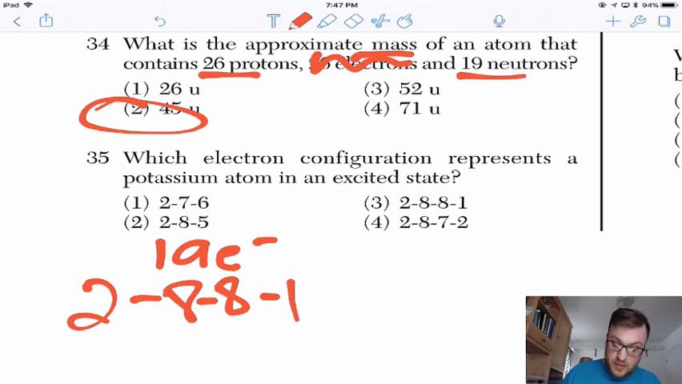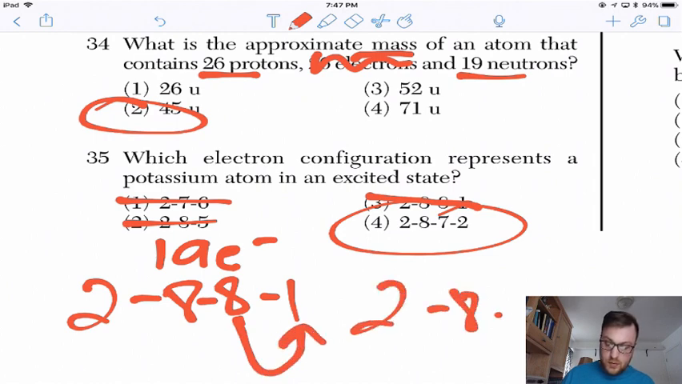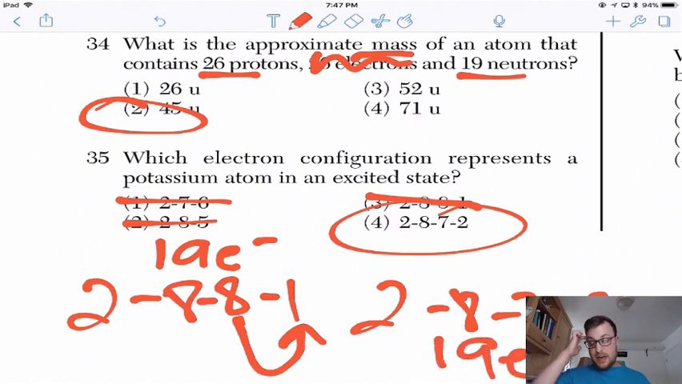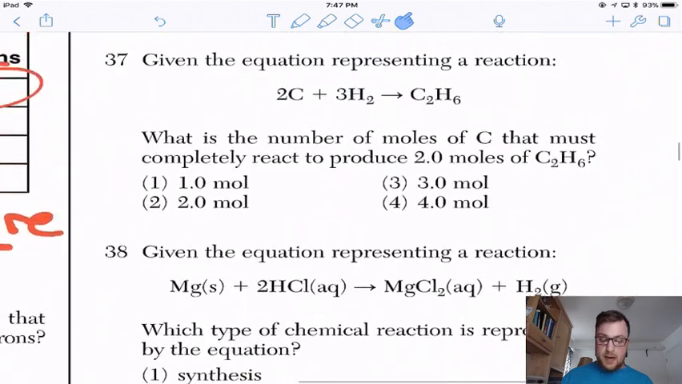2 plus 7 plus 6, that's 9 plus 6, that's 15. 2 plus 8 plus 5, that's 10 plus 5, that's also 15. 2-8-8-1 was the ground state that we just wrote down. Therefore, 4 is the right answer. What happened in 4? An electron moved from energy level 3 up to energy level 4. The total on both sides is 19 electrons, but on the right side, we would say this is excited because an electron moved up to a higher energy level.